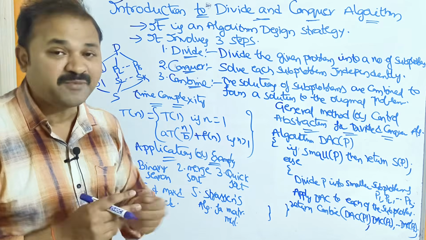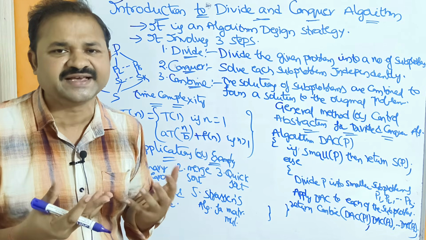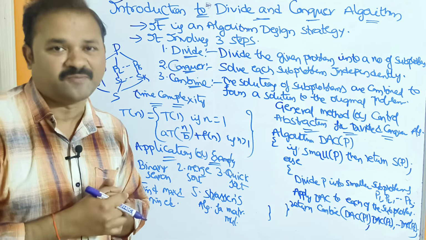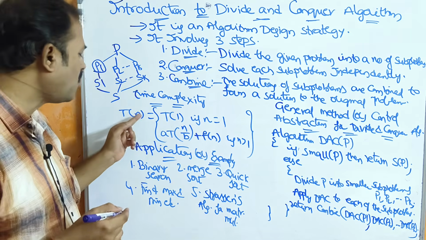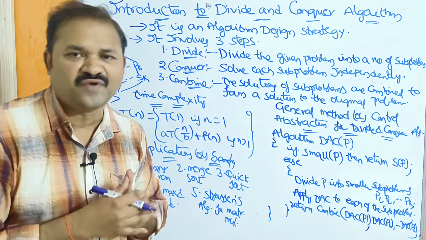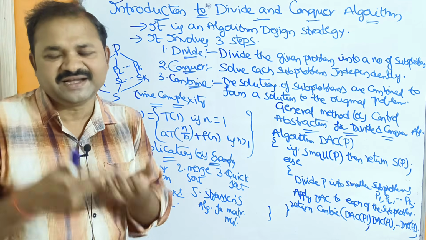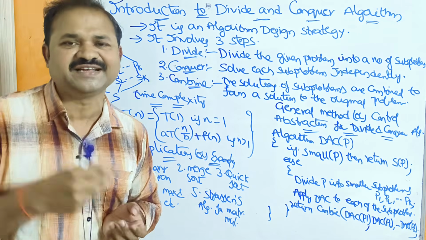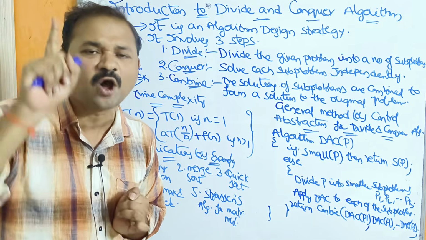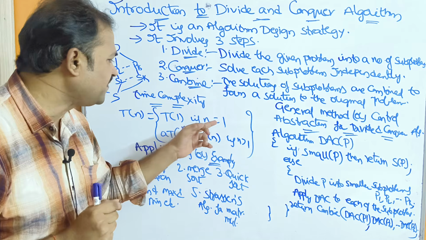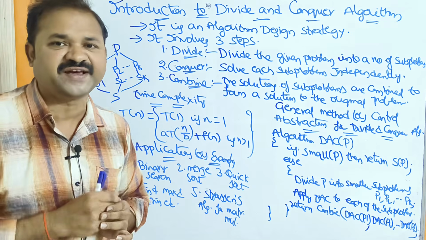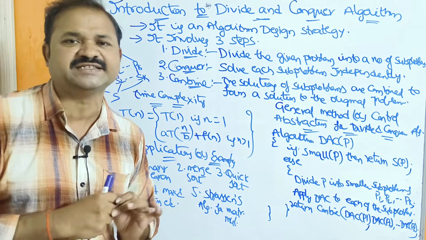Now let us see the time complexity analysis, how we can analyze the divide and conquer algorithm. So T of n is the time complexity for n elements. T of n equals, suppose n equals 1, let's say we have only one element, then we directly have the solution, so we can return that solution. The solution is T of 1. T of 1 means only one comparison is needed. So if n equals 1, T of 1 specifies constant computing time. Only one comparison is enough.